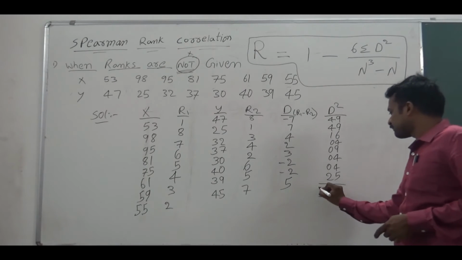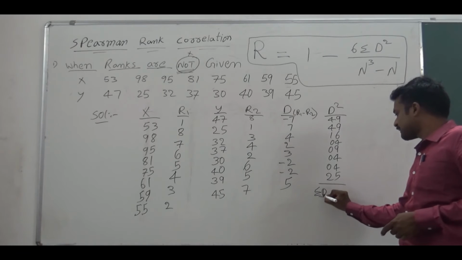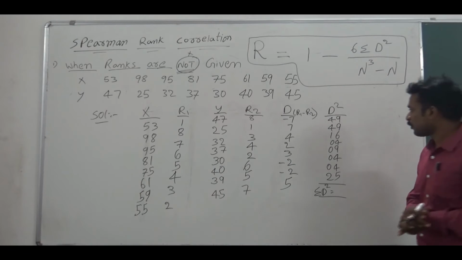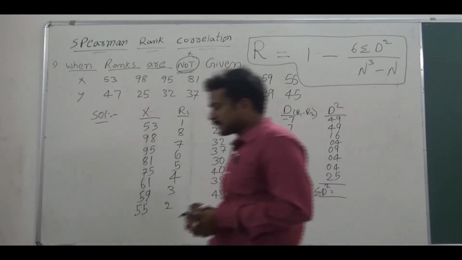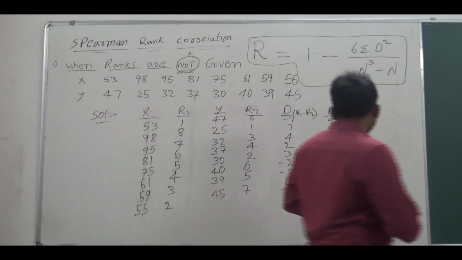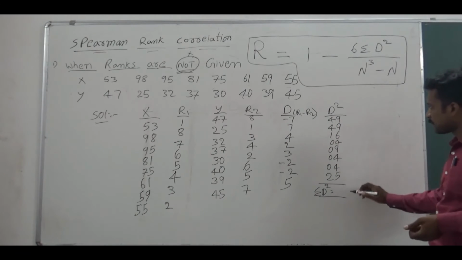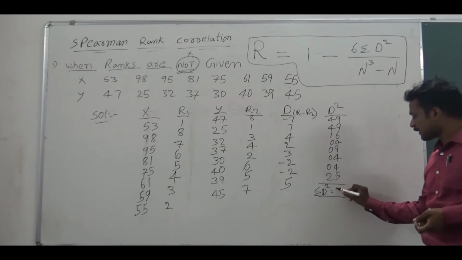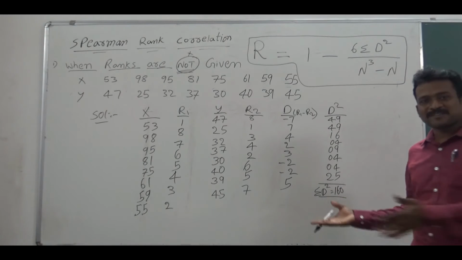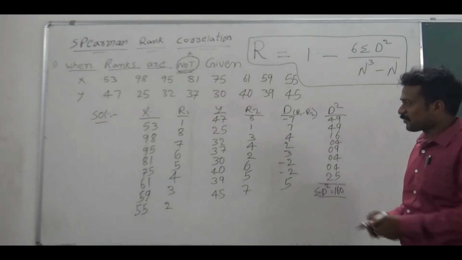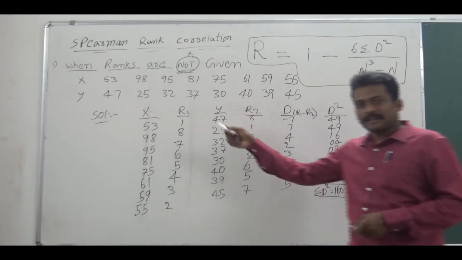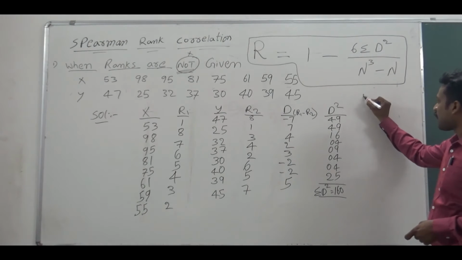Okay. Now, what do we need? We need sigma d square. I have already calculated it in my notes in order to minimize the time. So it is 160. We will be getting sigma d square as 160. You already know the number of items given in the problem, and then you directly apply the formula.